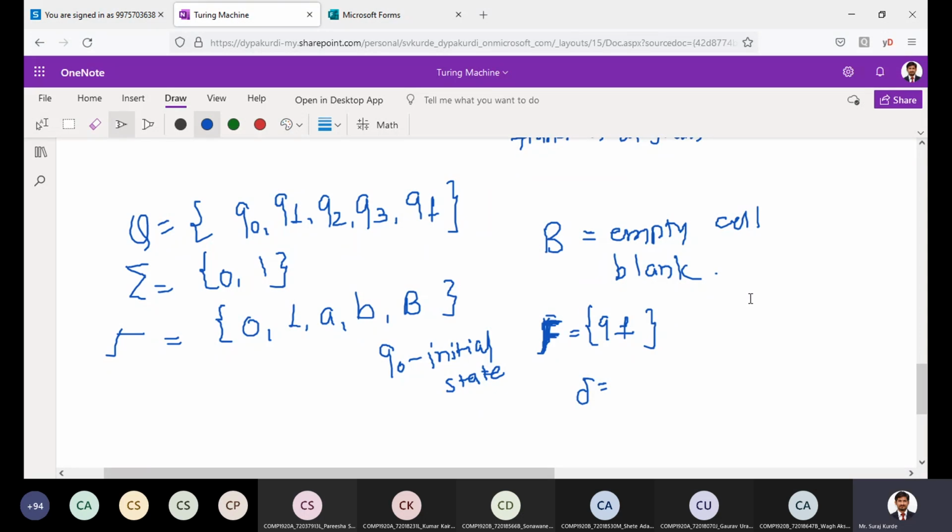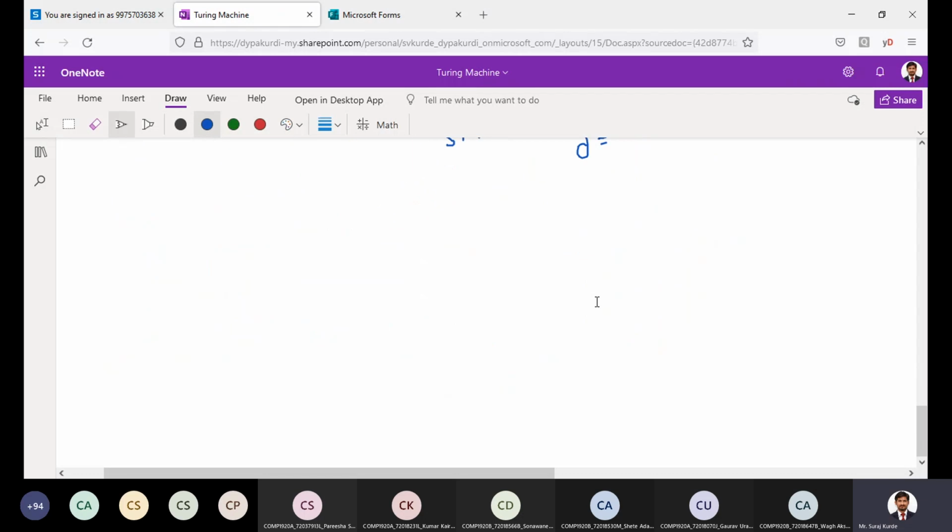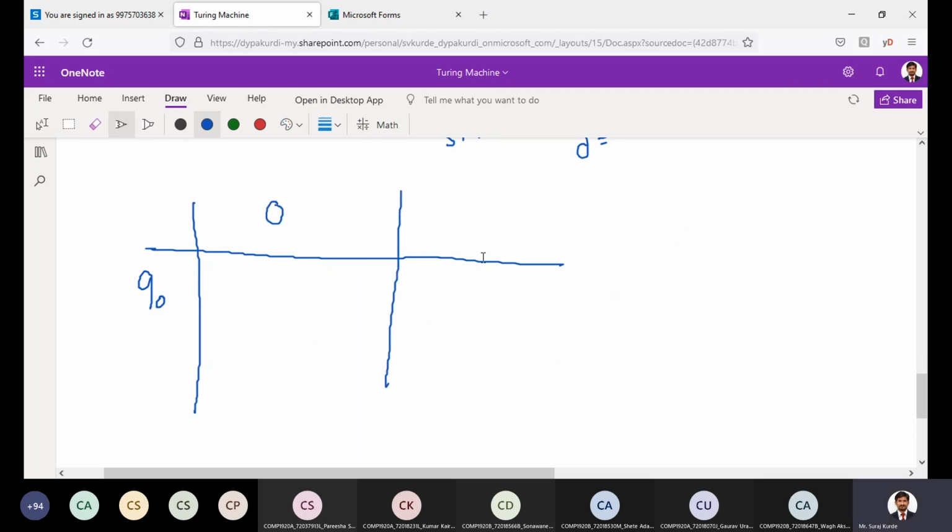You can write a transition table for this one also. I will write Q0, if 0 is input and if 1 is input. For the initial state, what will be the next state? Q1. What will it do? Replace 0 with A and go to the right side.